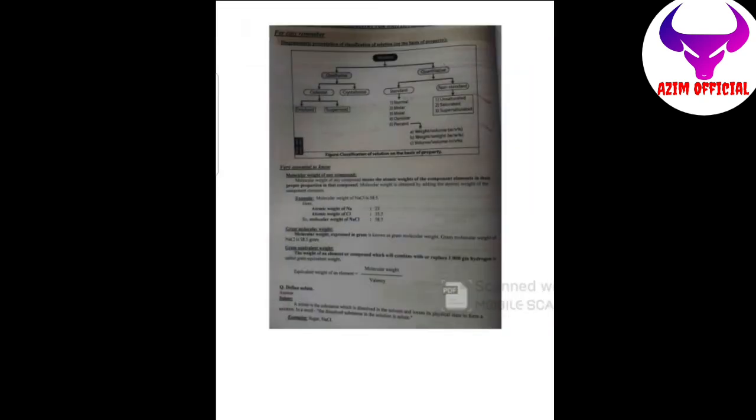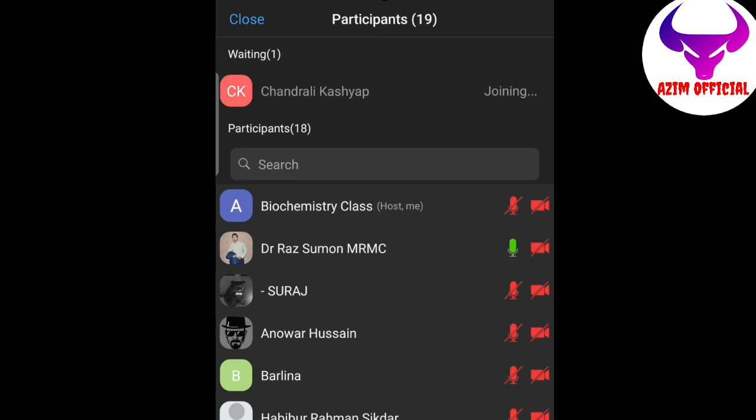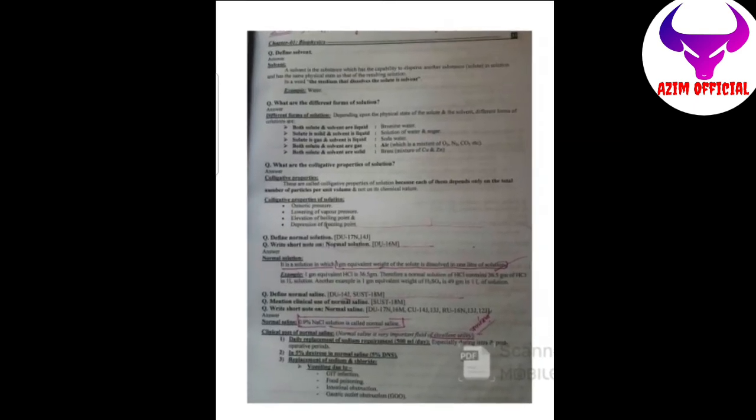Solute. What is solute? A solute is a substance which is dissolved in the solvent and loses its physical state to form a solution. In a word, the dissolved substance in the solution is solute mainly. Sugar, sodium chloride all dissolve in solution. And what is solvent? A solvent is a substance which has the capability to disperse another substance in a solution and has the same physical state as that of the resulting solution. In a word, the medium that dissolves the solute is solvent, like water.